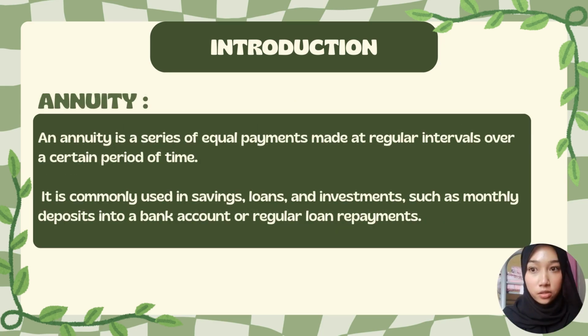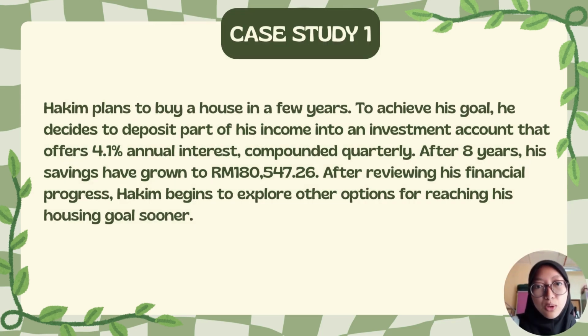An annuity is a series of equal payments made at regular intervals over a certain period of time. It is commonly used in savings, loans, and investments such as monthly deposits into a bank account or regular loan repayments. Case study 1, chapter compound interest.